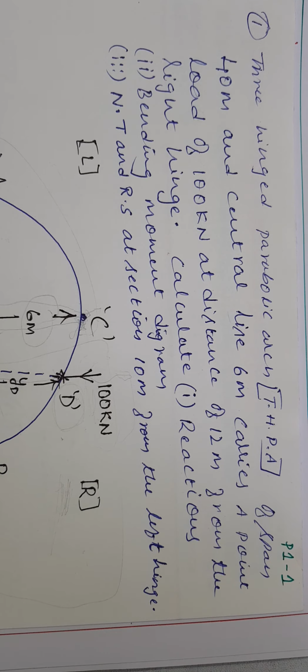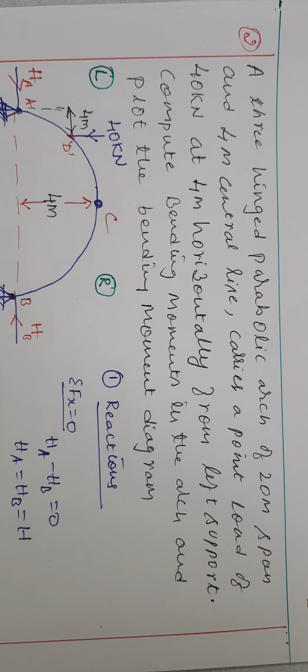Today we will see another problem. It is similar to the previous one. Here they have given a three-hinged parabolic arch of 20 meter span and 4 meter central rise that carries a point load of 40 kilonewton at 4 meters horizontally from the left support. We have to find the bending moments in the arch, and we have to plot the bending moment diagram.